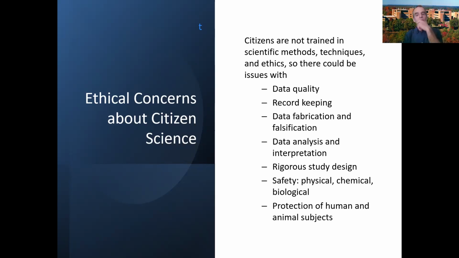Concerns about data analysis and interpretation possibly being biased in citizen science, whether there's rigorous study design. And this, I think, is more of a concern not with the citizen science in the middle of that chart, but on the far right where the citizens themselves are designing the studies. There's concern about physical, chemical, and biological safety in citizen science.